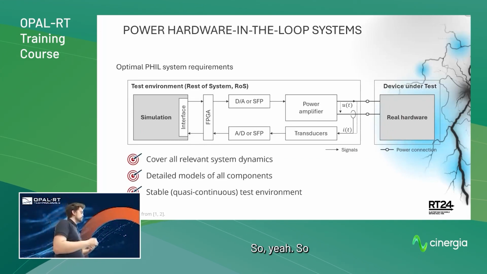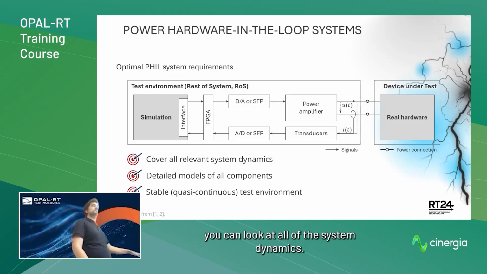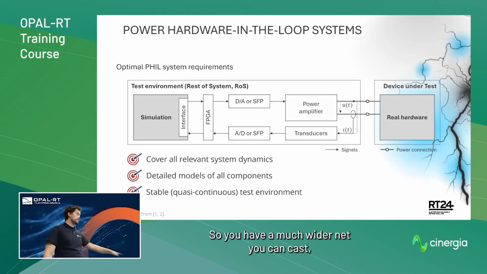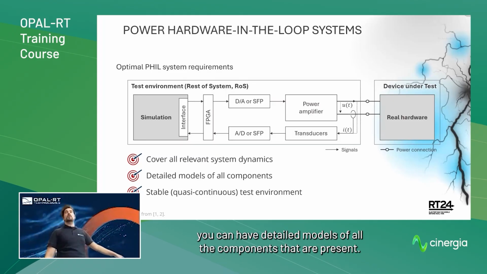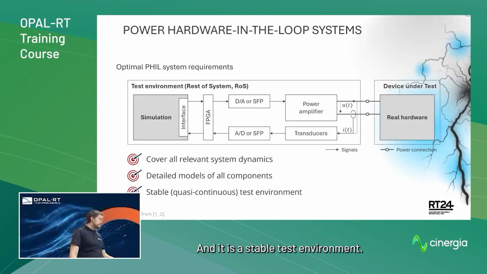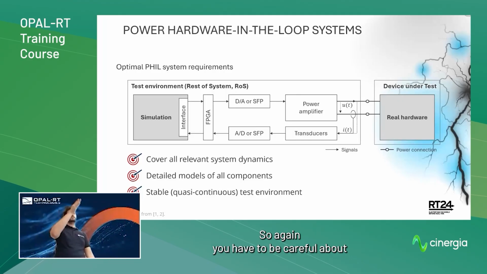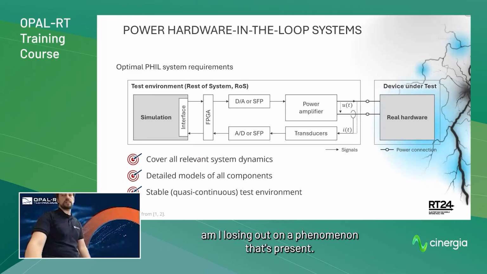So yeah, overall objectives, you can look at all of the system dynamics. So you have a much wider net you can cast. You can have detailed models of all the components that are present. And it is a stable test environment. We use the term quasi-continuous because it's discretized. So again, you have to be careful about whether you are losing out on a phenomenon that's present.